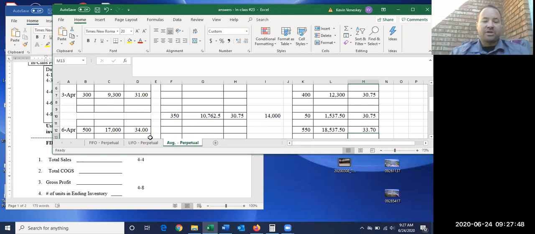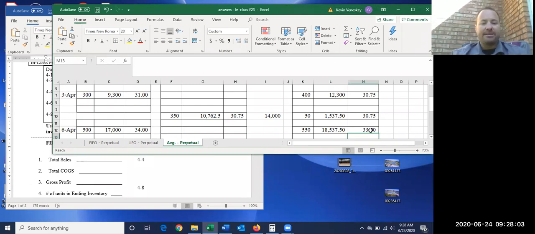Notice we're really skewed to the $34 side. We're almost up to $34. We had a few items at the cheaper product, but most of our items are of the more expensive, so that's why we're way skewed to the 34, to the higher side.